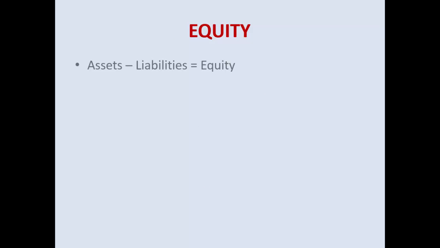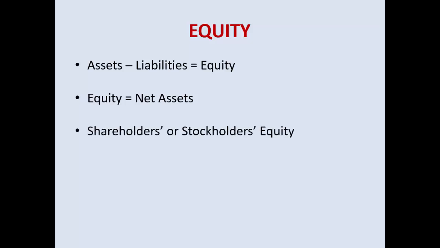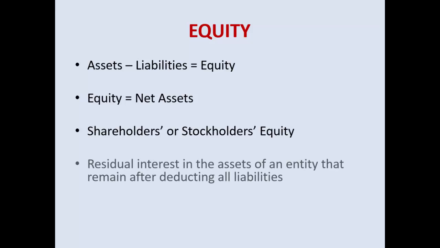Now, equity, the other side. Remember, assets minus liabilities equals equity. So your equity, another term for this, is called net assets. This is actually the not-for-profit term. Instead of calling things equity in not-for-profit and government accounting, they call it net assets. For a corporation, it's either shareholders' equity or stockholders' equity.